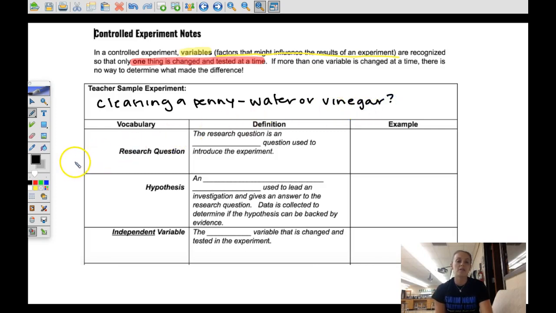Whenever you start thinking about an experiment, typically the first thing that comes to mind is a question. And in IB, we're going to be calling this a research question. And a research question is one that's answerable, and we use it to introduce our experiment. In English, you might call this a hook, and it's a way to get your reader's attention. So in our pretend experiment, our research question could be the likes of what will clean a penny best, water or vinegar.